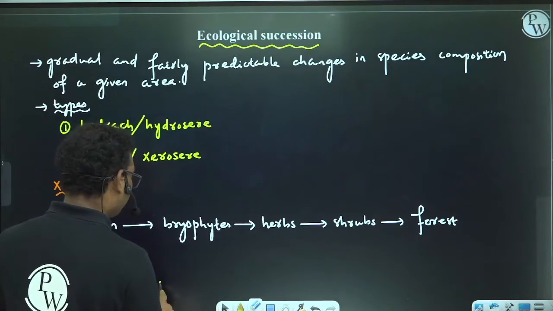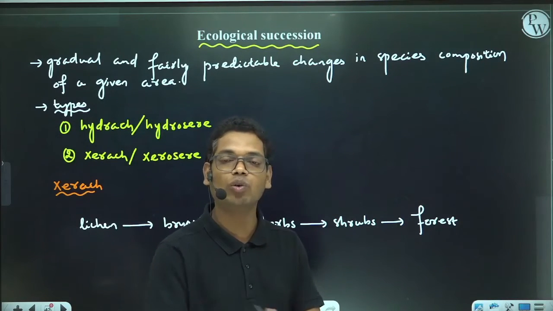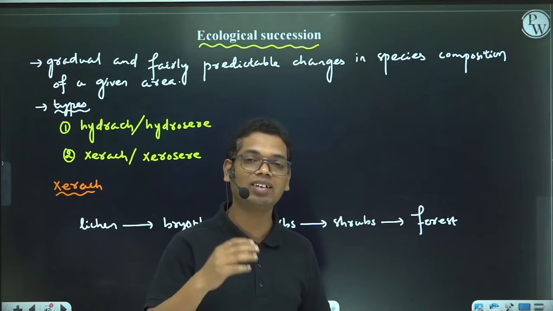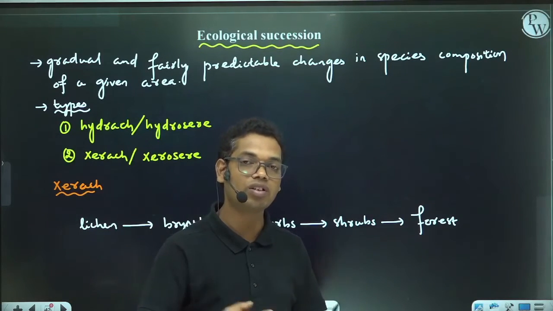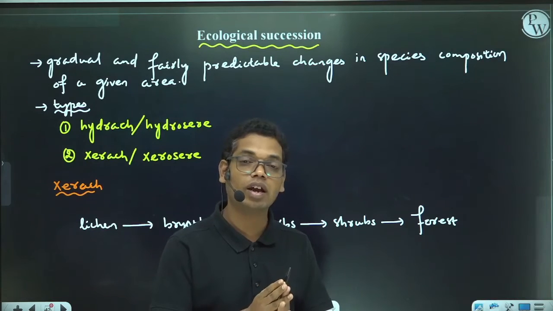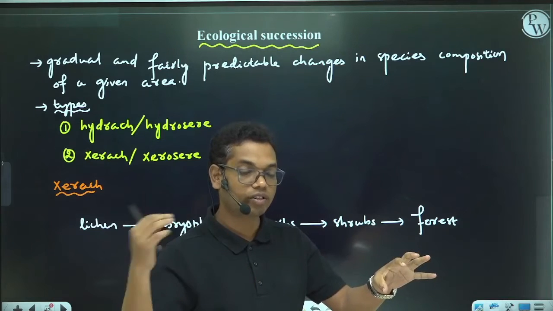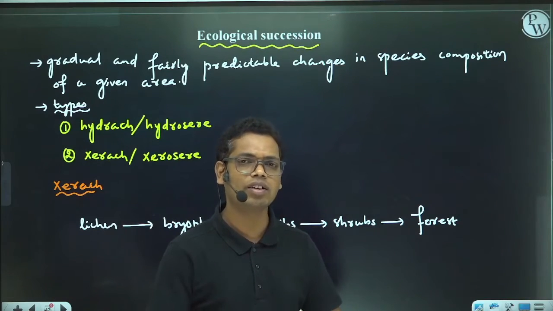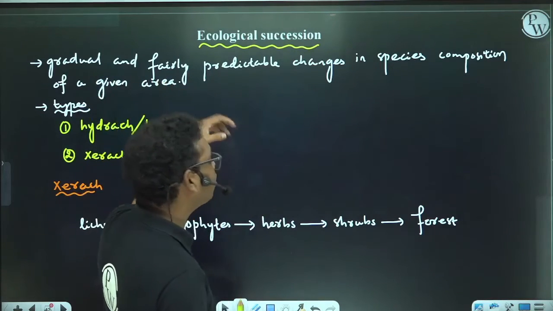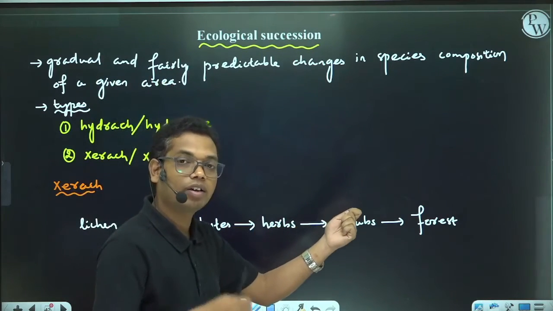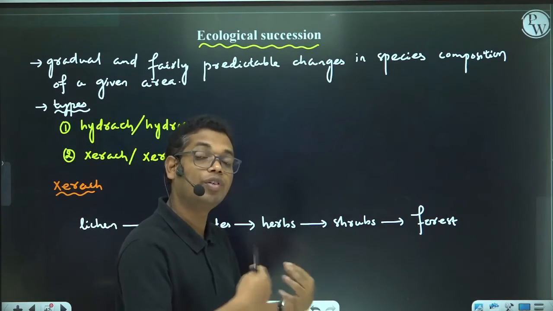So what do you mean by ecological succession? Suppose there is an area in which there was no plant, no animal. Gradually some plants started to colonize, and ultimately a forest developed. The process in which an area which had no plants develops into a forest is called ecological succession. This is a very slow process, and in this process we can predict which species will come first, and then which species will come next. We can predict that.